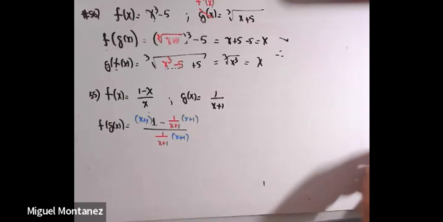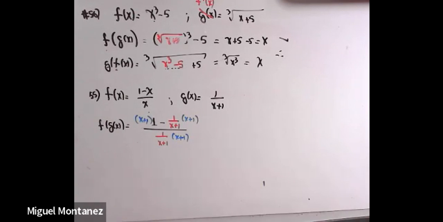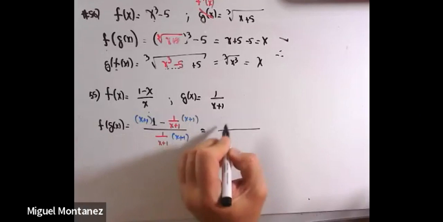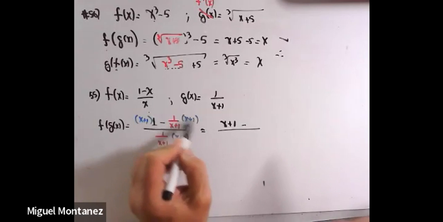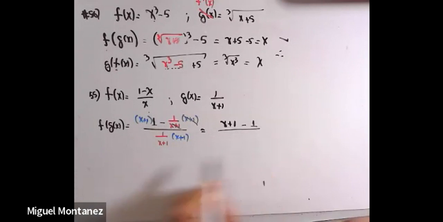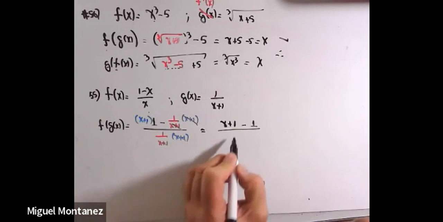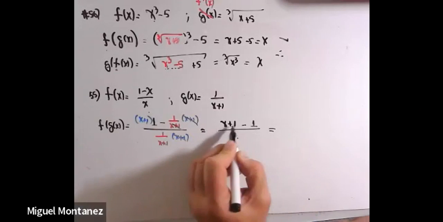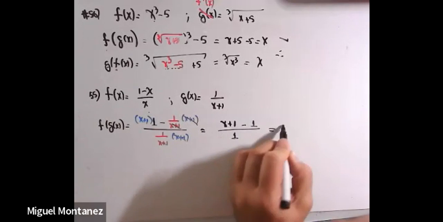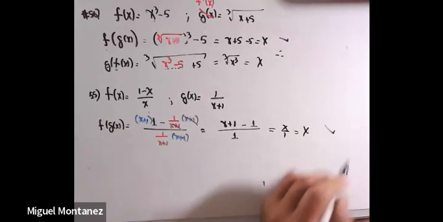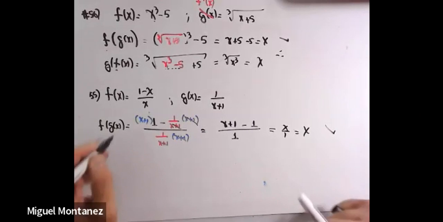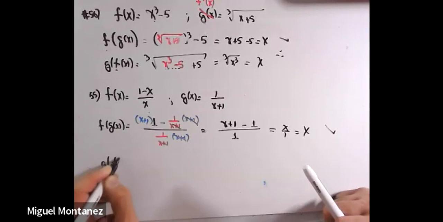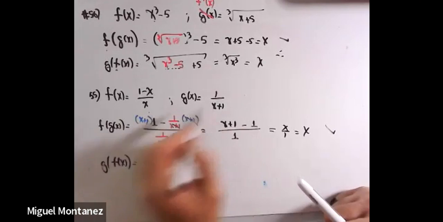So let's see what type of damage we made. x plus 1 times 1 is just simply x plus 1, minus, here this over this cancel, will be minus 1. x plus 1 over x plus 1, that will be 1. So what do we have? x plus 1 minus 1, that will be x over 1, which is just simply x. Oh, I thought it was going to be more difficult. Okay, so that's that. Halfway done, let's go ahead and try g of f of x.